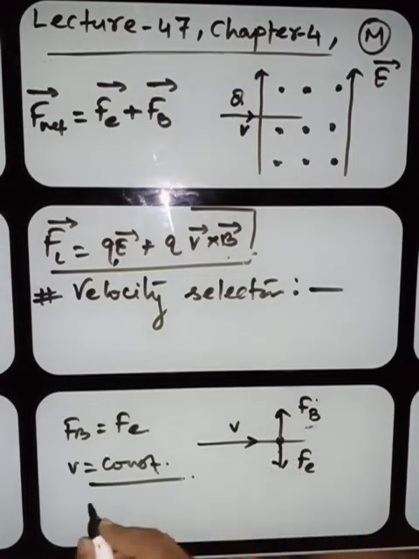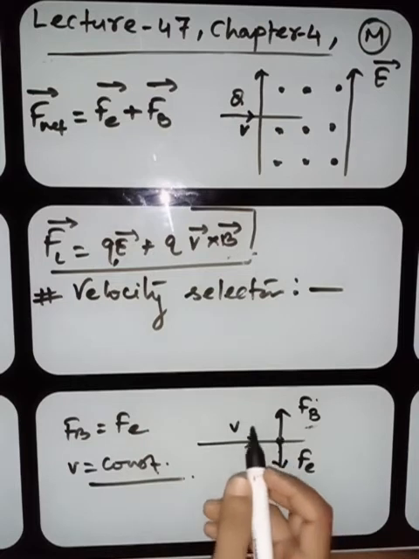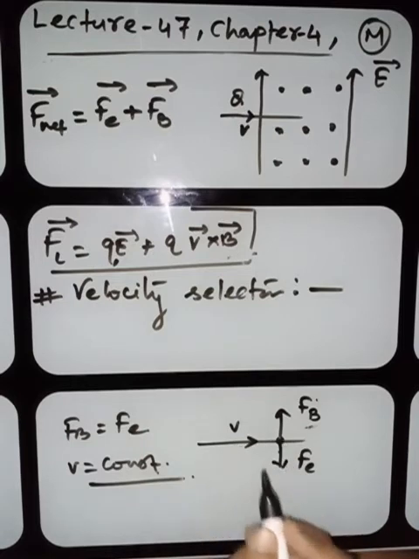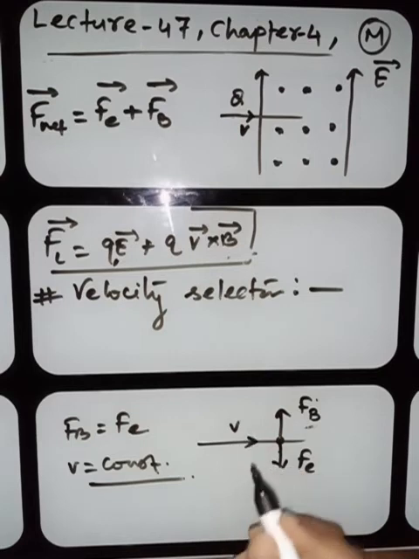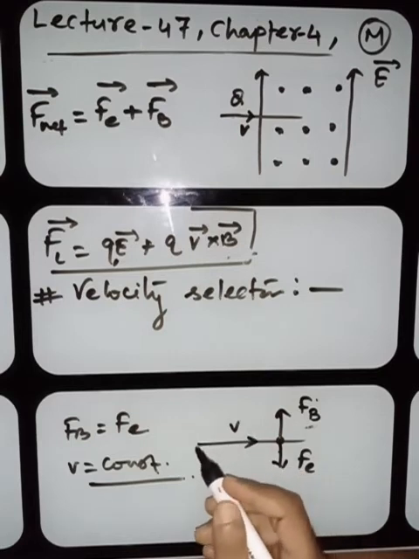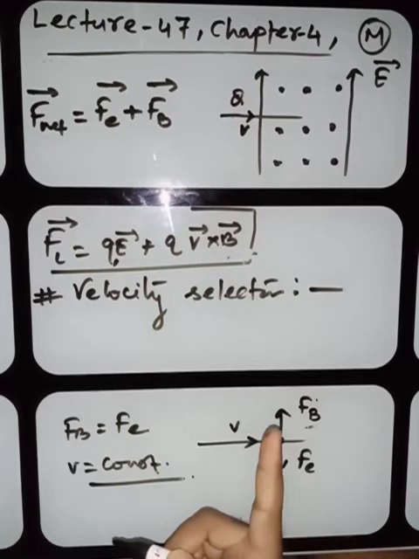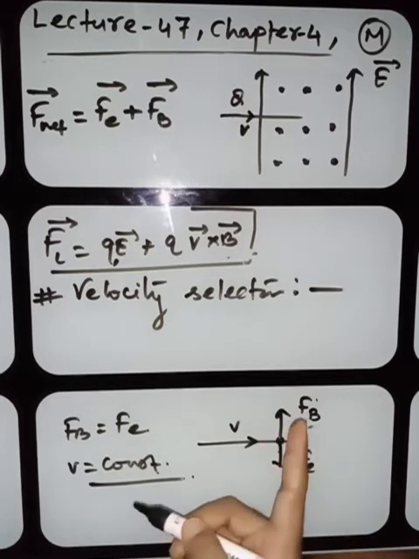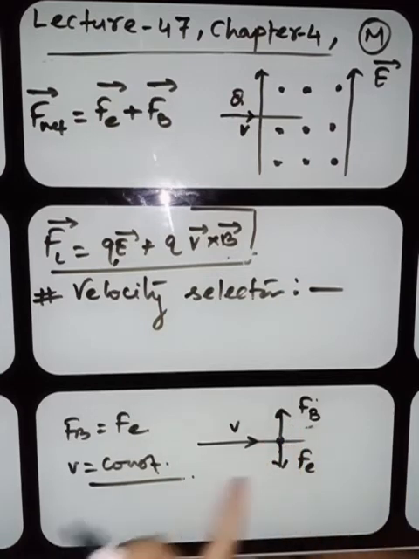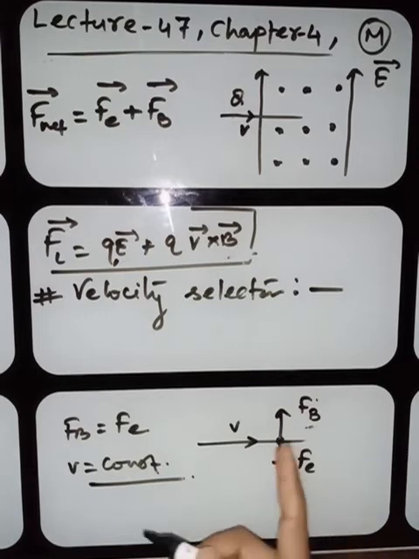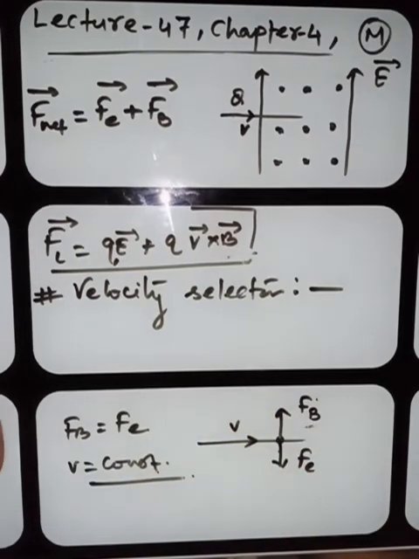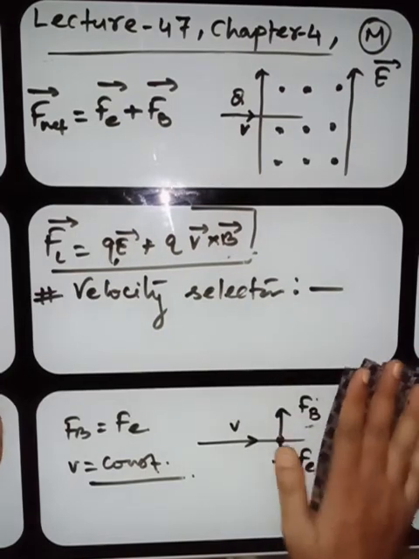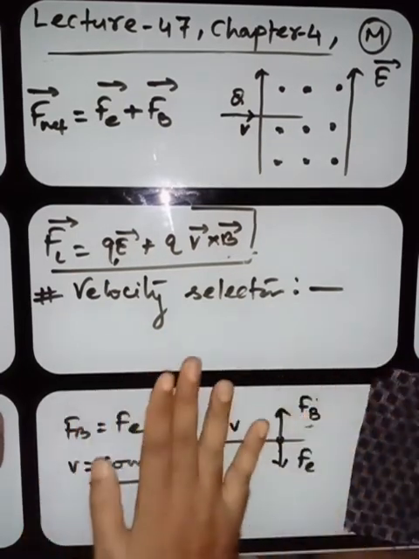Why? Because here the F net is 0, and if F net is 0, then acceleration will also be 0. If acceleration is 0, then velocity is constant, and if velocity is constant, it means its speed, that is the magnitude of velocity, and direction are not going to change, and the charged particle moves in a straight direction. Now try to understand here the velocity selector. You have to write this one in velocity selector only.